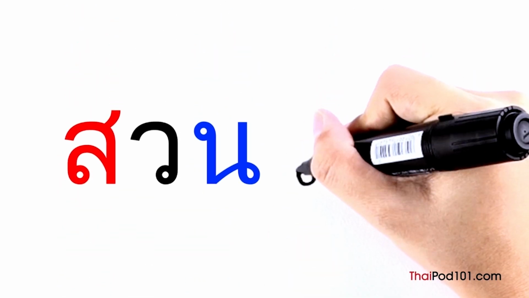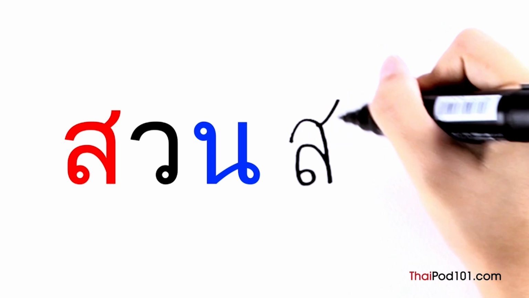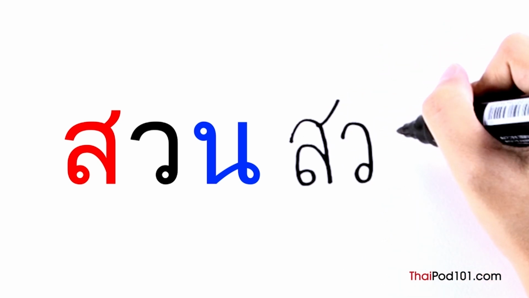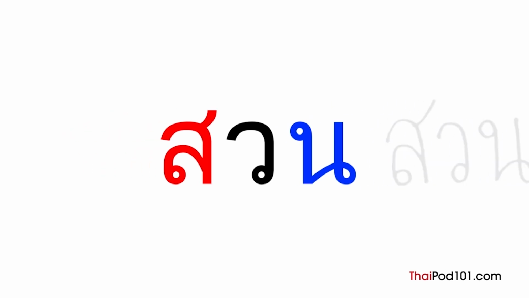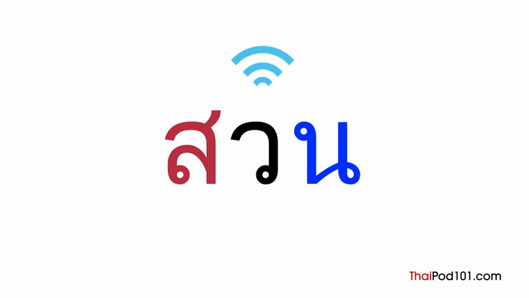สอเสือ, สระอัว using วอแหวน, นอหนู, สวน. สวน has a rising tone because it has a high class initial consonant combined with a live syllable ending.